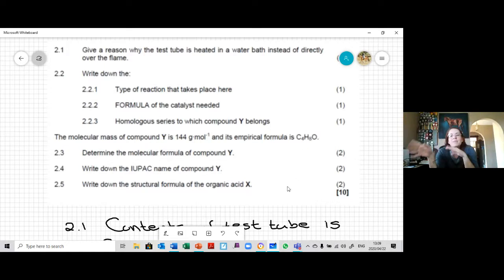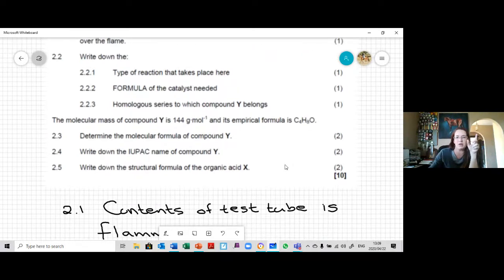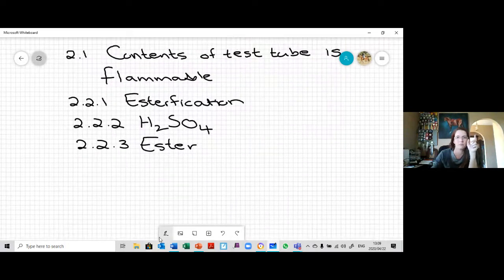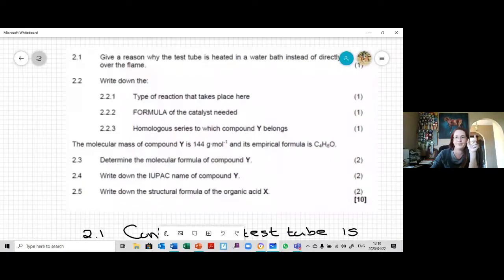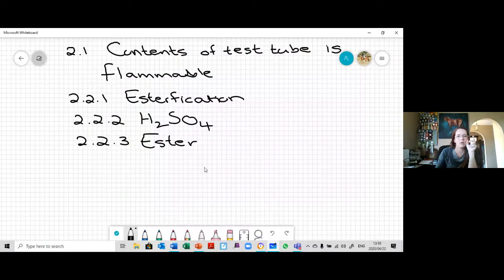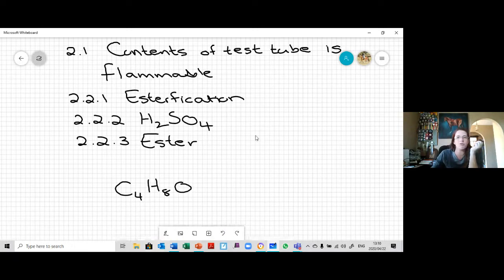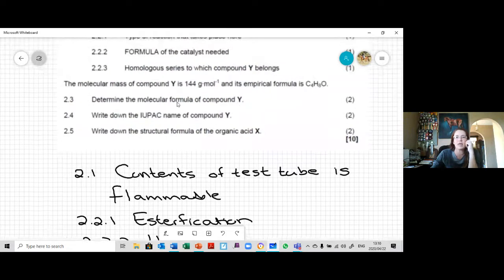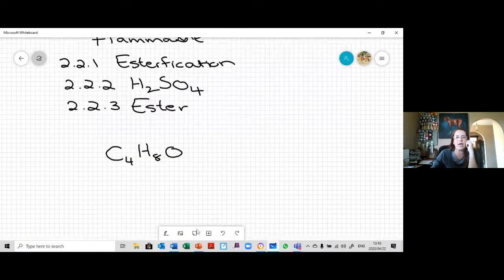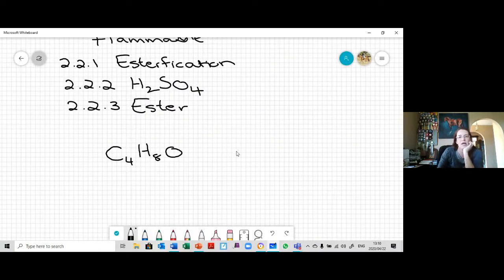Okay, so we have an empirical formula. Let me just remember H8. Okay, so we have C4H8O, right? We need to take this empirical formula to a molecular formula, and all we have to go on is that the molecular mass of what we're looking for is 144 grams per mole. Okay?